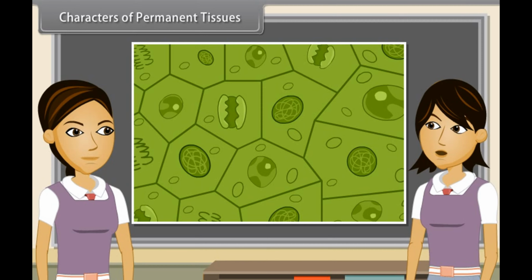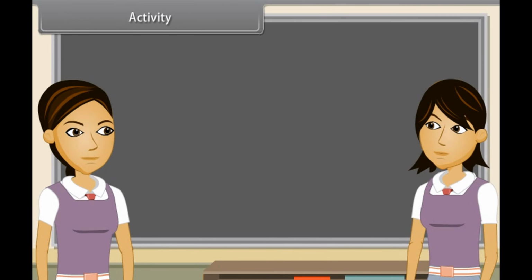The shape of permanent tissues may be oval, rounded, polygonal or elongated, fiber-like. They have intercellular spaces. Cytoplasm is vacuolated. Because they have lost the power of division, they do not help in growth.